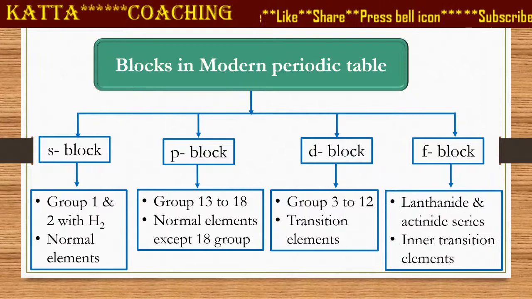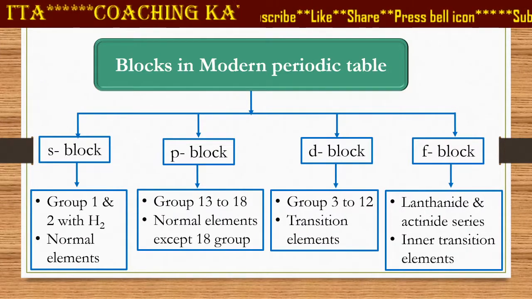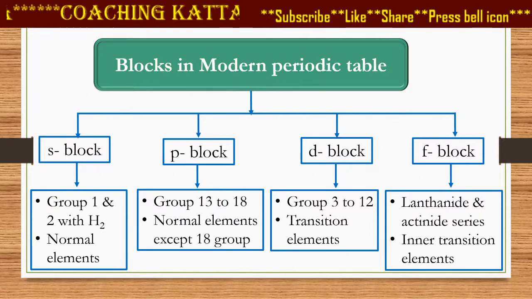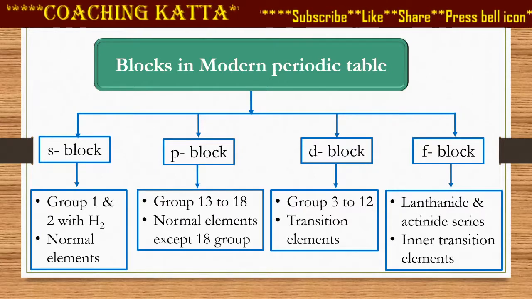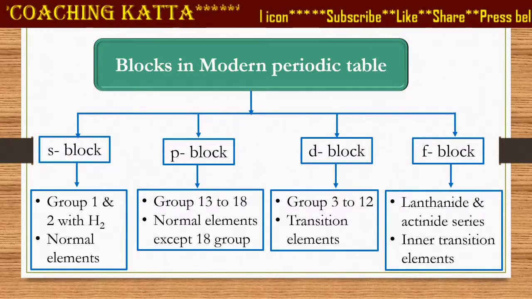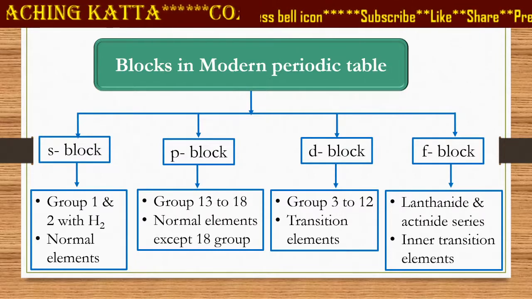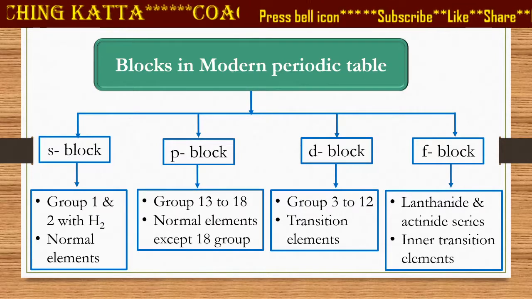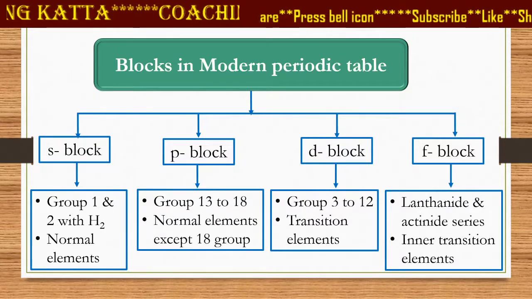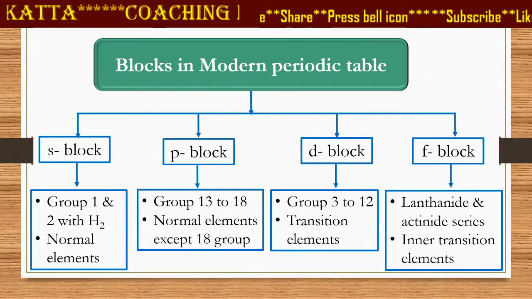F block contains lanthanide and actinide series. The elements are called inner transition elements. All these elements are metals. The elements having atomic number greater than 92 are radioactive, and the elements having atomic number greater than 96 are artificially prepared.